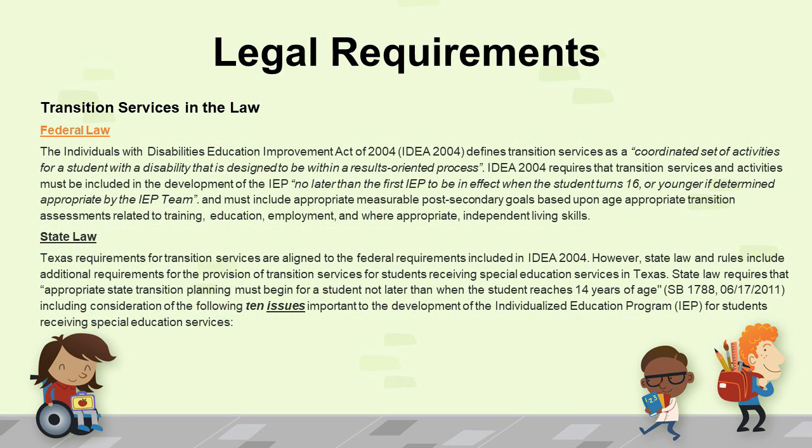Federal law states, the Individuals with Disabilities Education Improvement Act of 2004, which is IDEA 2004, defines transition services as a coordinated set of activities for a student with a disability that is designed to be within a results-oriented process. IDEA 2004 requires that transition services and activities must be included in the development of the IEP, no later than the first IEP to be in effect when the student turns 16, or younger if determined appropriate by the IEP team. It must also include appropriate, measurable post-secondary goals based upon age-appropriate transition assessments related to training, education, employment, and, where appropriate, independent living skills.